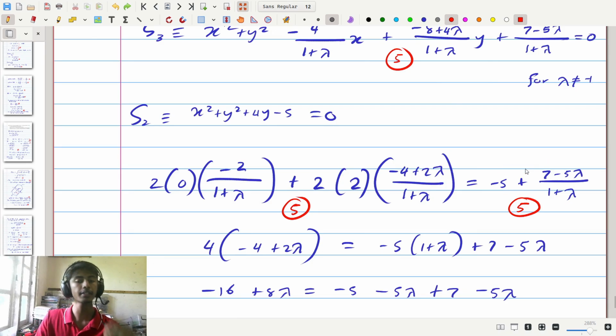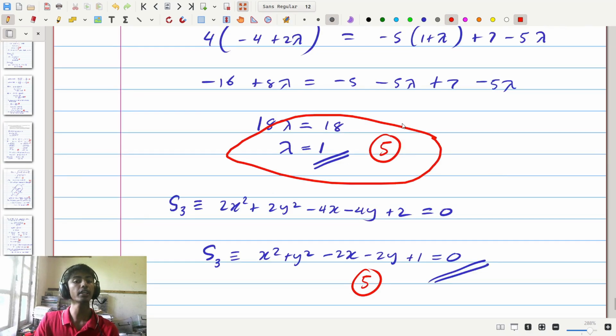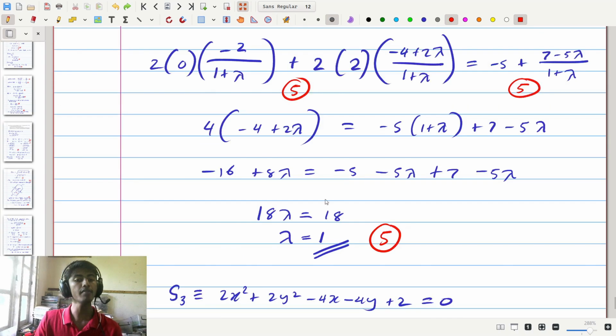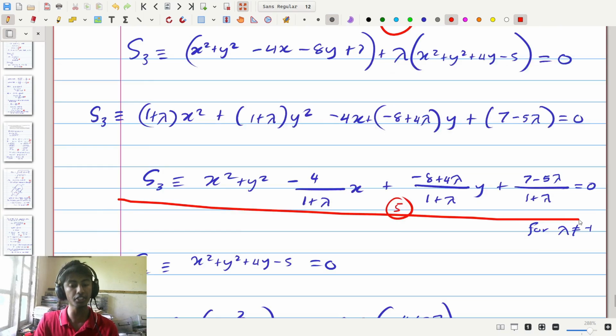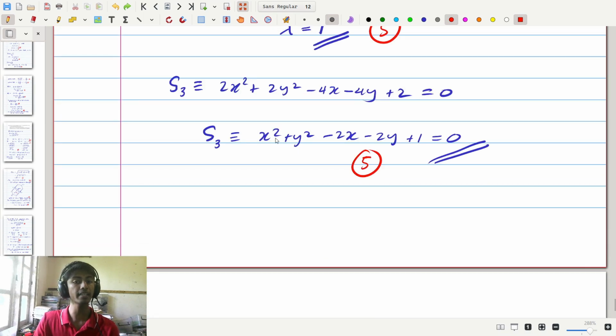Now after that, when you simplify down and eventually get lambda equals 1, for getting lambda equals 1 you get 5 marks, and when you substitute that back into this equation right here or this equation right here, and then you get S3 being given by x squared plus y squared minus 2x minus 2y plus 1 equals 0, you will get a final 5 marks. And with that, we are done with this question.